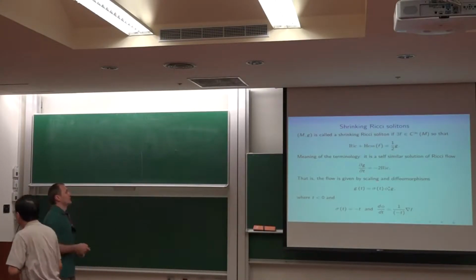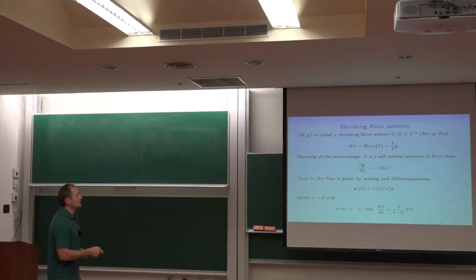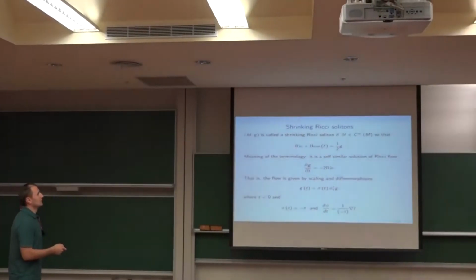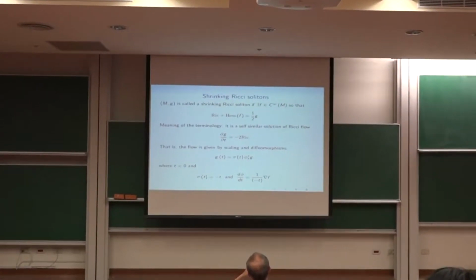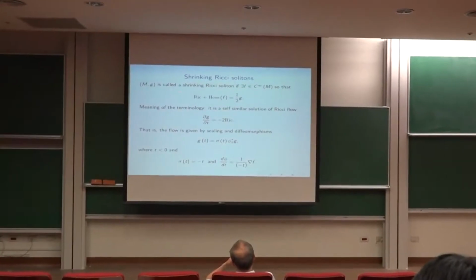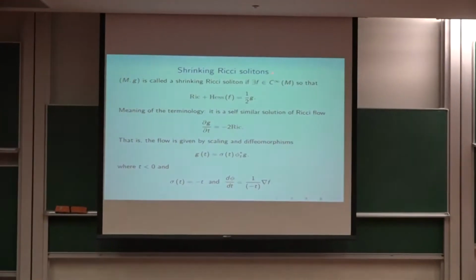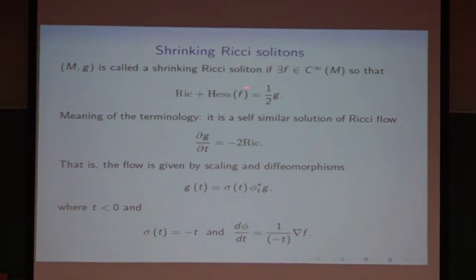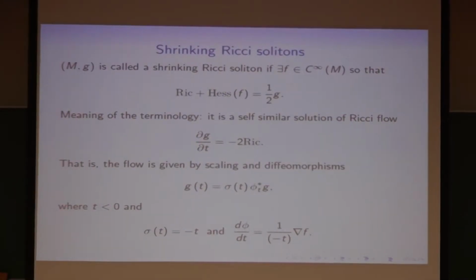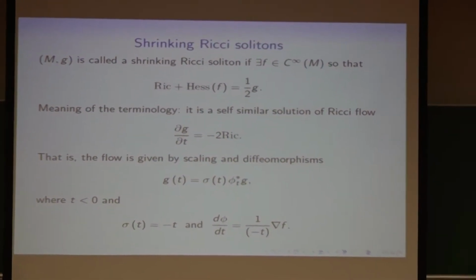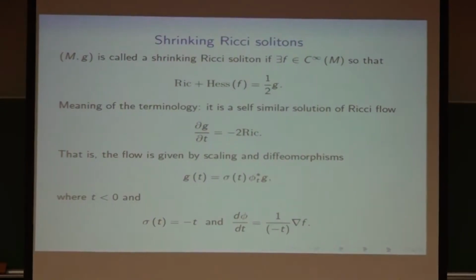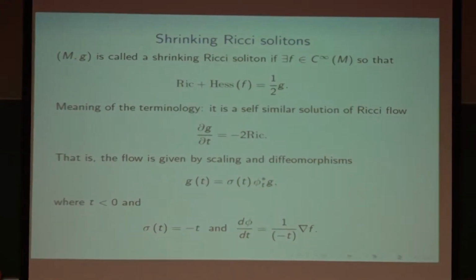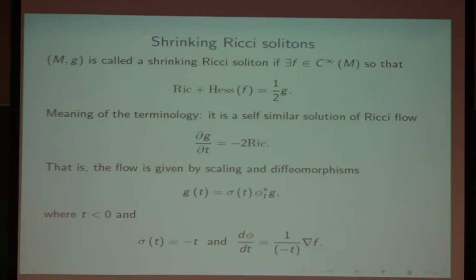This is just a definition which you've seen in the previous lecture. When I say shrinking Ricci soliton, I mean a gradient shrinking Ricci soliton, and I will assume everywhere that there's a smooth function for which this equation is satisfied. And the manifold will be complete non-compact. That's the only case we're interested in for now: complete non-compact shrinking Ricci solitons.